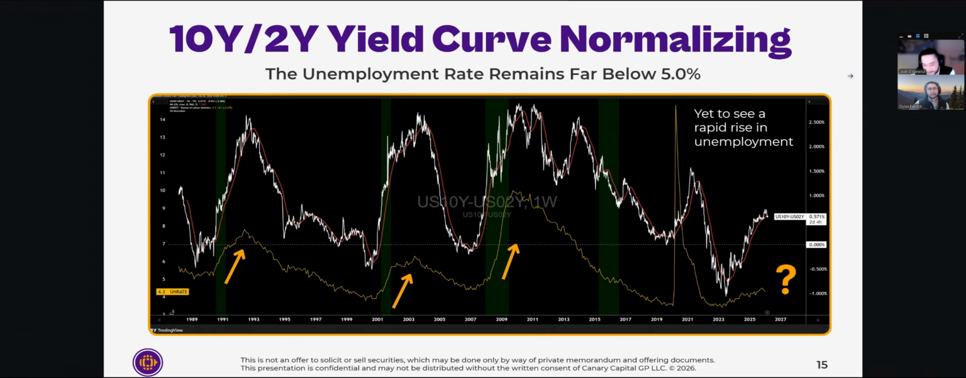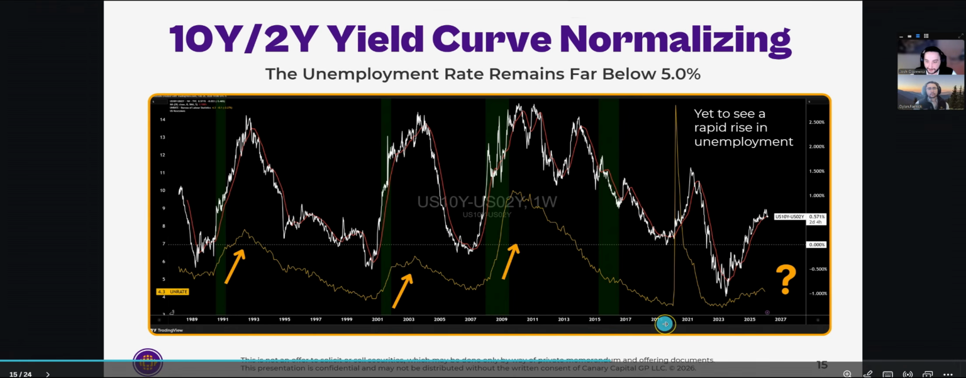The jobs picture has also been murky at best. People on the right didn't believe the data when the left put it out. The people on the left don't believe the data when the people on the right put it out. But the data is the data, and this is what we have. And we've yet to see, in that orange line there, a massive jump in unemployment, the UNRATE as it's called.